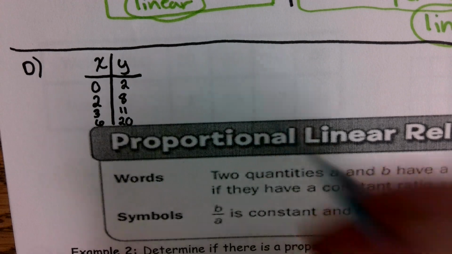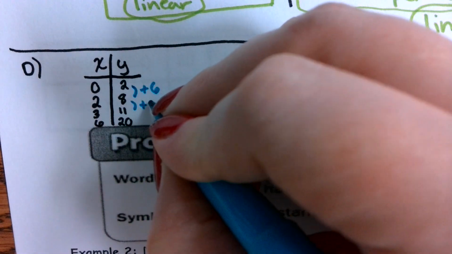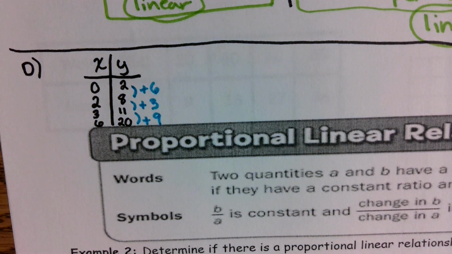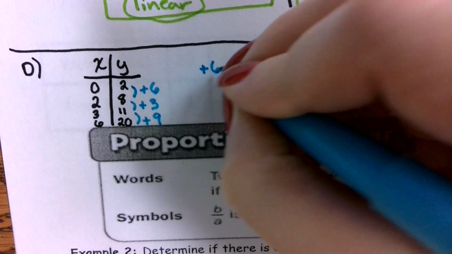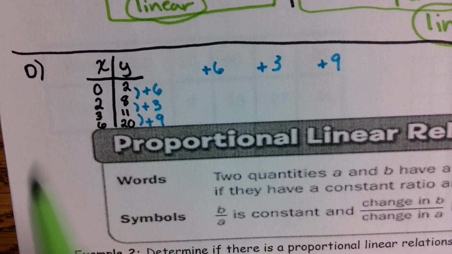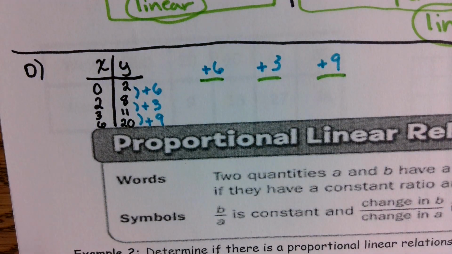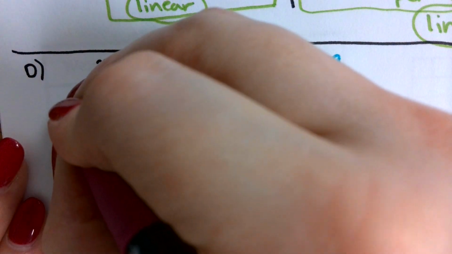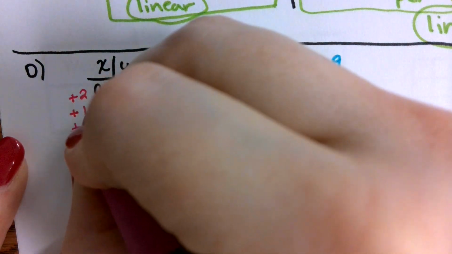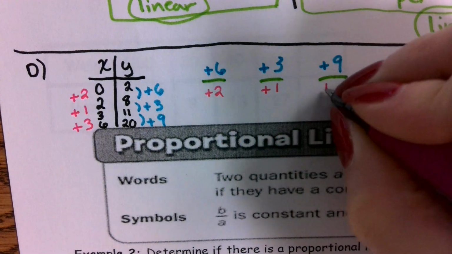If I take a look at the change of my y's, first I'm increasing by 6. Then I'm increasing by 3, and then I'm increasing by 9. So I have y values of a positive 6, a positive 3, and a positive 9. They're all different. So now I look at my x's. For the change of my x, I'm increasing by 2, then I'm increasing by 1, and then I'm increasing by 3. So a positive 2, a positive 1, and a positive 3.